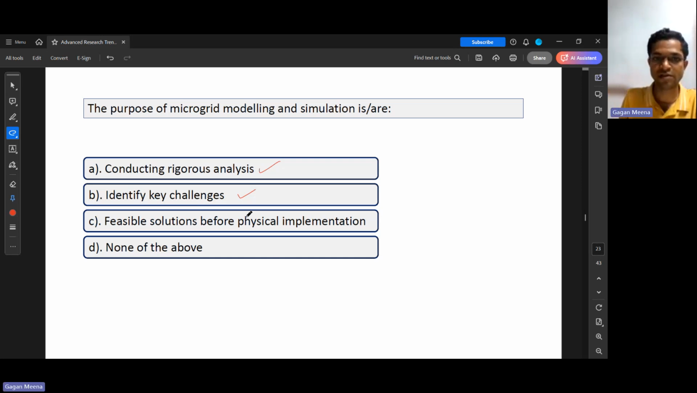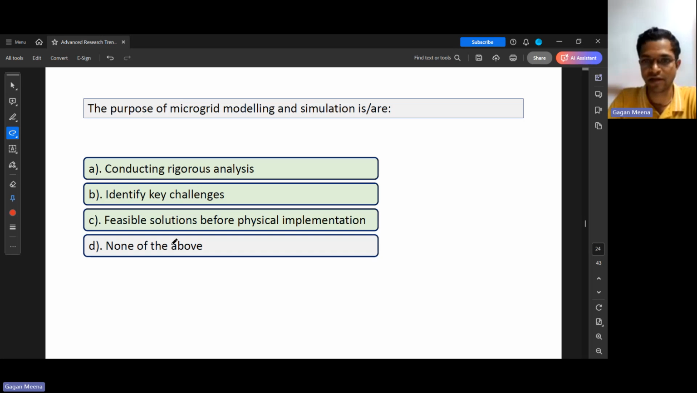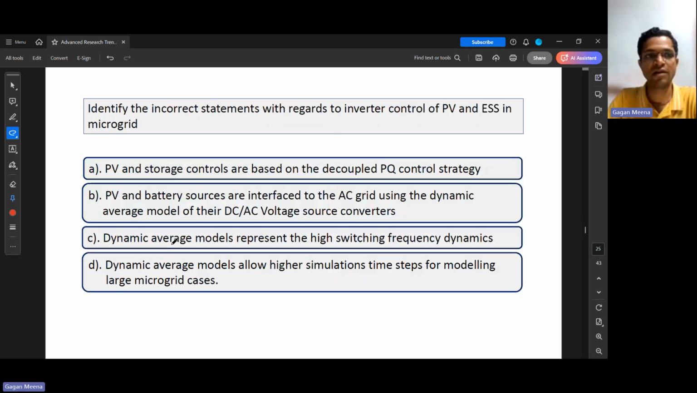Then feasible solutions before physical implementation. Yes, once we have challenges, once we do analysis, we'll also get the solutions for these challenges. All of these are purposes of microgrid modeling and simulation. All of these are correct answers. Next, moving on to the next one.